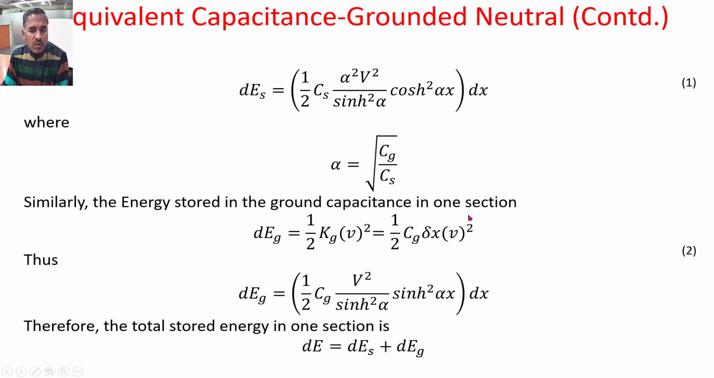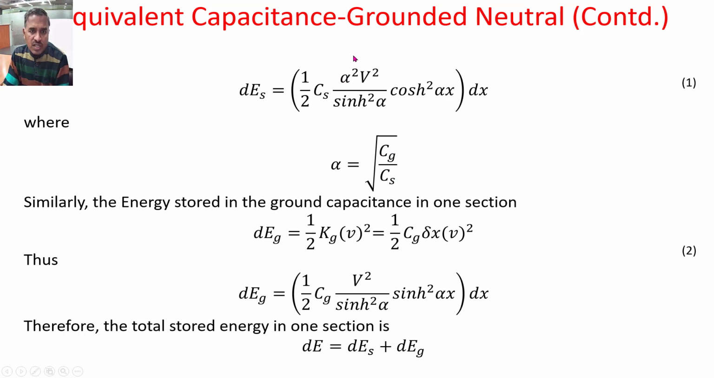Similarly, the energy stored in the ground capacitance in one section is dE_g equals half Kg V square, that is half Cg delta x into V square. Upon simplification, dE_g equals half Cg V square by sinh square alpha, sinh square alpha x into dx. So this will become like this. Now alpha is equal to root of Cg by Cs, if you substitute in this equation.